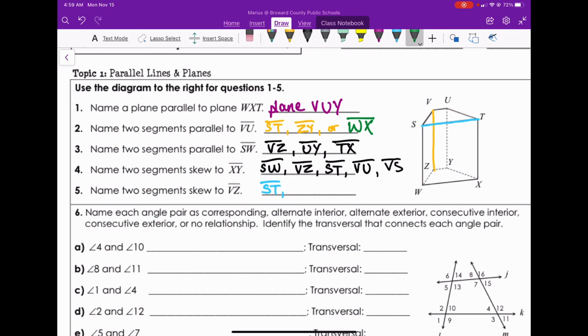Another line that won't intersect would be YX, right? YX. Let's see. Another line that won't intersect VZ is WX. Okay. And I think that's it. Okay. So we'll leave it there.